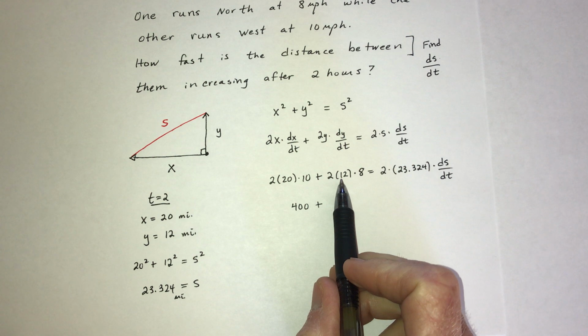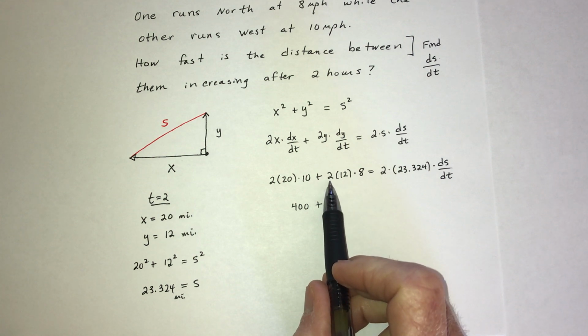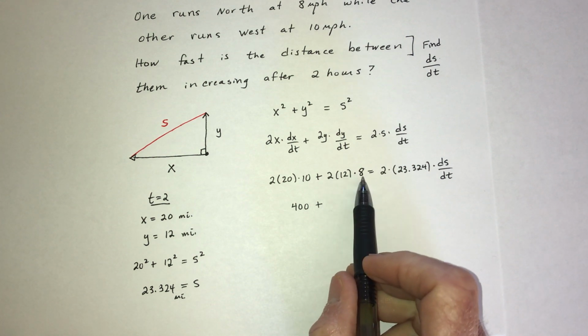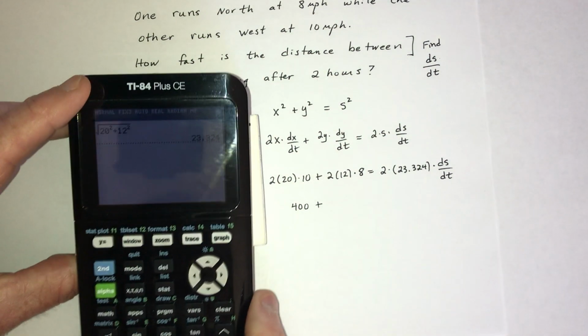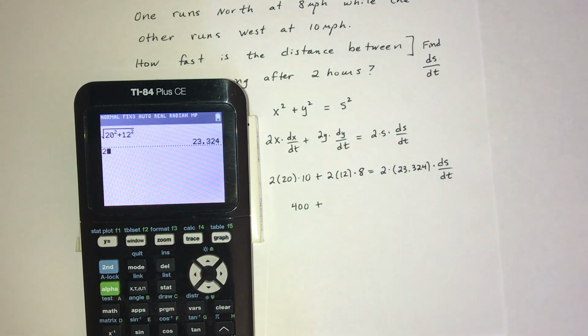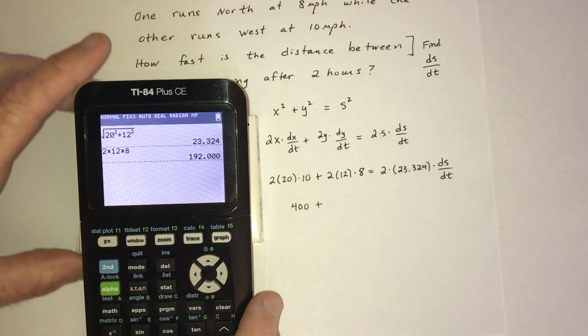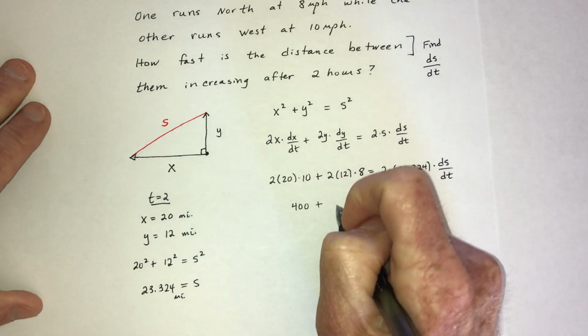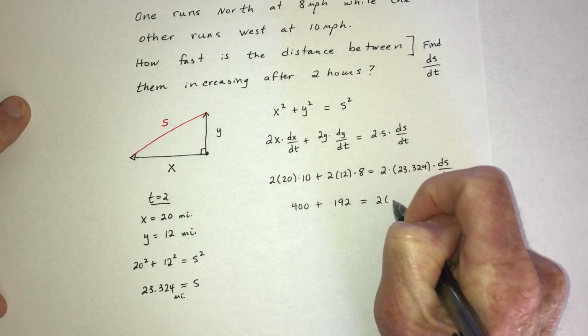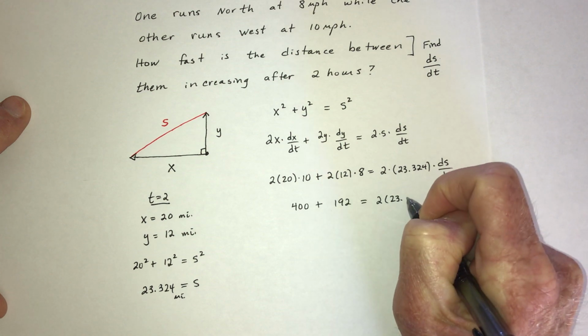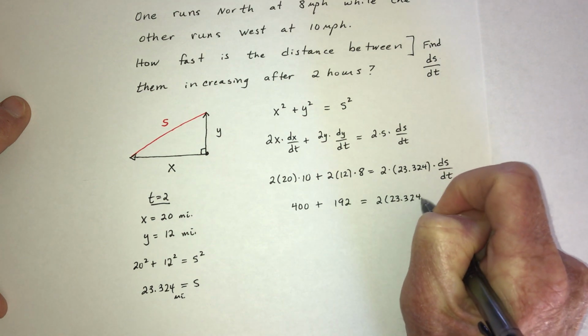8 times 24. How about 24 times 8? How about trying to not use the calculator, but that's okay. 192. Yeah, that's what I was thinking it was. And then 2 times this, I might as well just leave it. I'm going to divide both sides by it in a second.